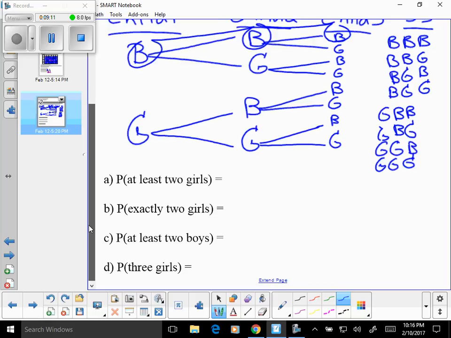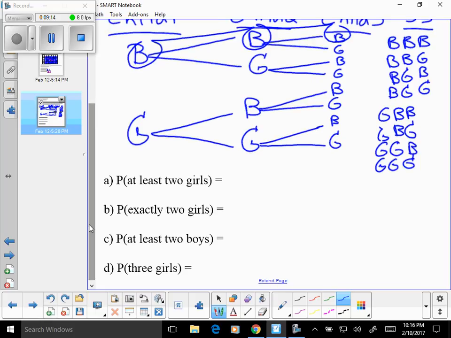Now we use that sample space in finding our probabilities of having at least 2 girls. 2 girls, 2 girls, 2 girls, at least 2 girls. So I can use that one. That means I have 4 out of 1, 2, 3, 4, 5, 6, 7, 8, which equals 1/2. Now here's where language makes a big difference, because now I want exactly 2 girls. So I can't use the 3 girls. I can only have just 2 girls. So I'm not going to use this one, but I have a probability of 3 out of 8.